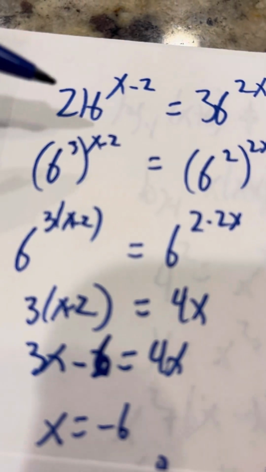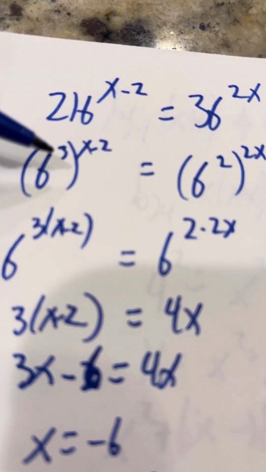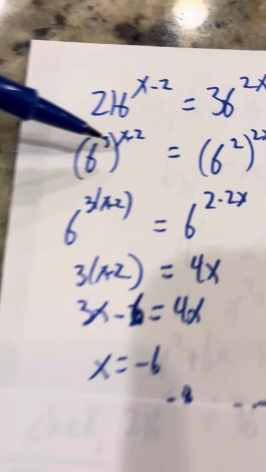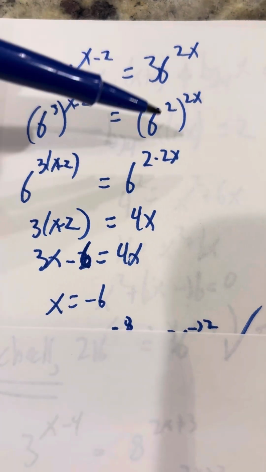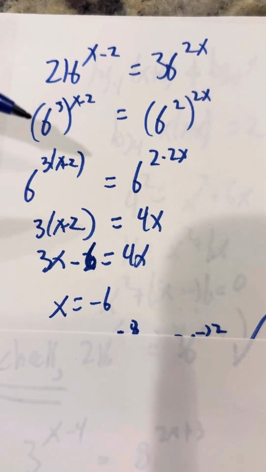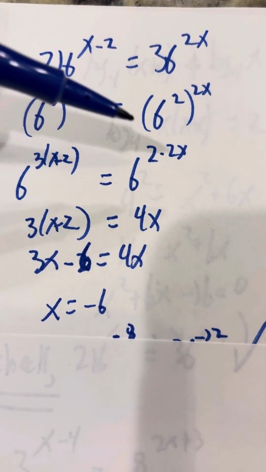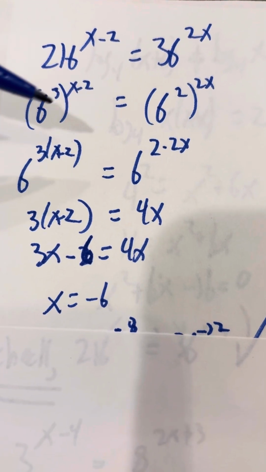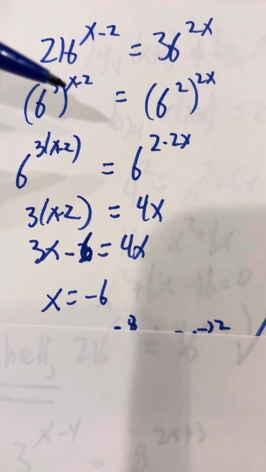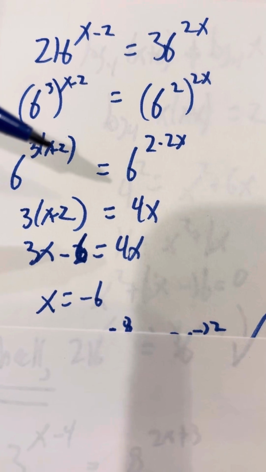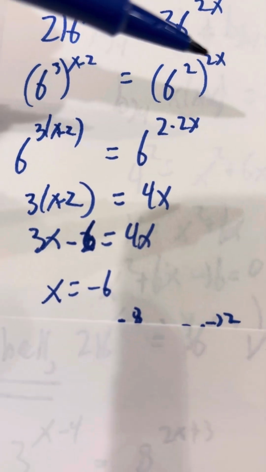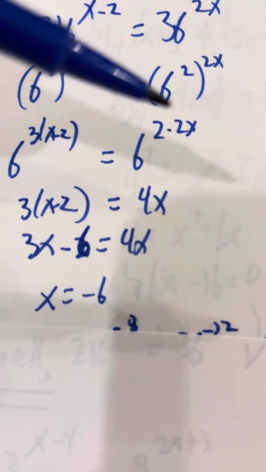So 216, we could write that as 6 cubed to the x minus 2. 36, well, that's 6 squared to the 2x. Well, now just think about exponents. When you raise to the power, multiply. So 6 cubed to the x minus 2 is 6 to the 3 times x minus 2. And 6 squared to the 2x is the same as 6 to the 2 times 2x.